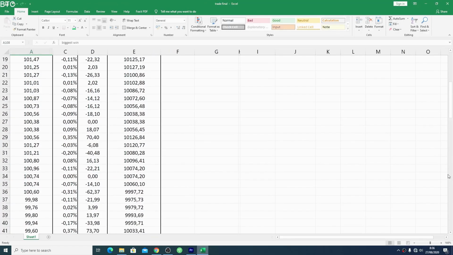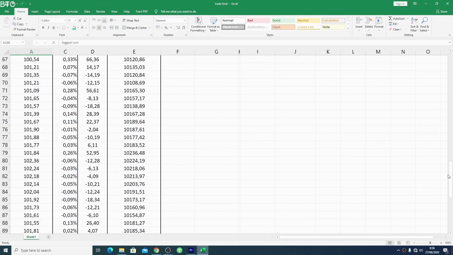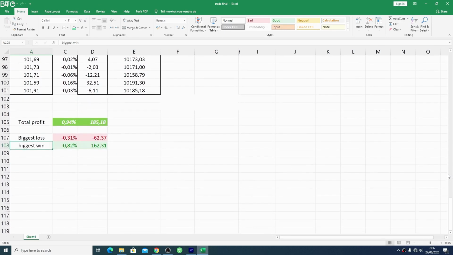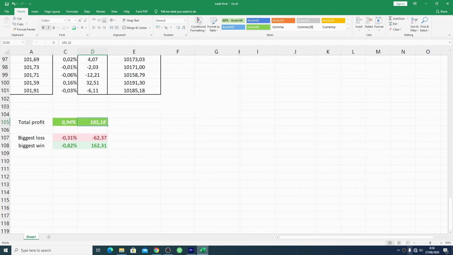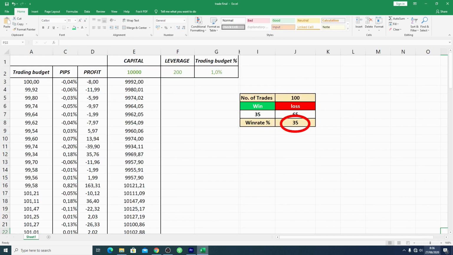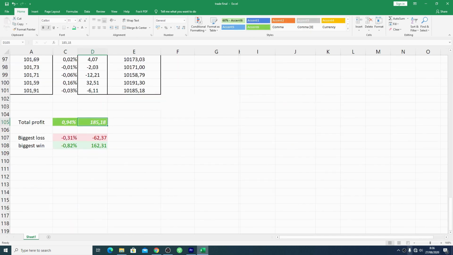So after testing the Ichimoku plus parabolic SAR strategy 100 times, here are the results. We made a total of $185.18, or about 94 pips using this strategy. But despite profiting, we managed to receive only a 35% win rate. Our biggest single trade win was $163, or about 82 pips, which is almost as much as our total profit, so we kinda got lucky there. Our biggest single trade loss was $62.36, which was 31 pips.